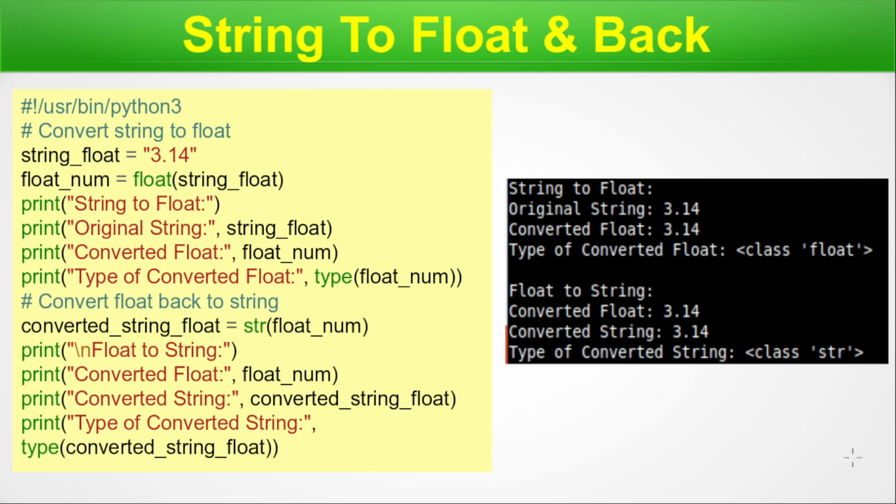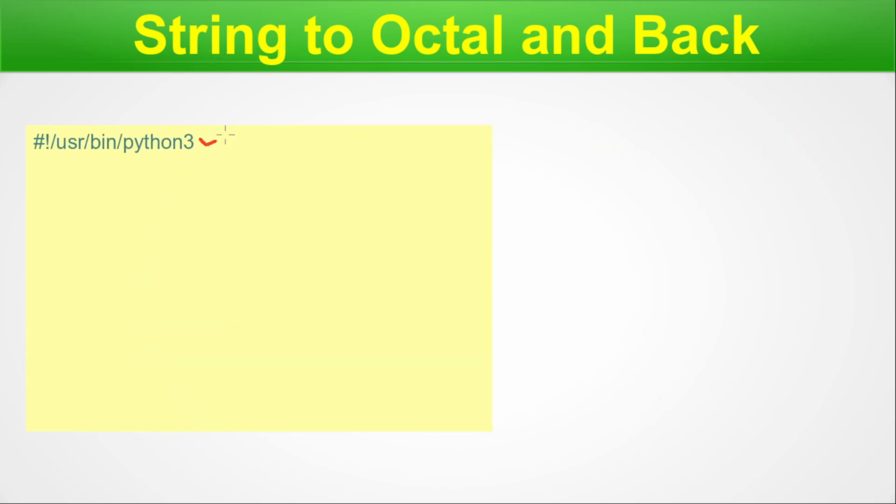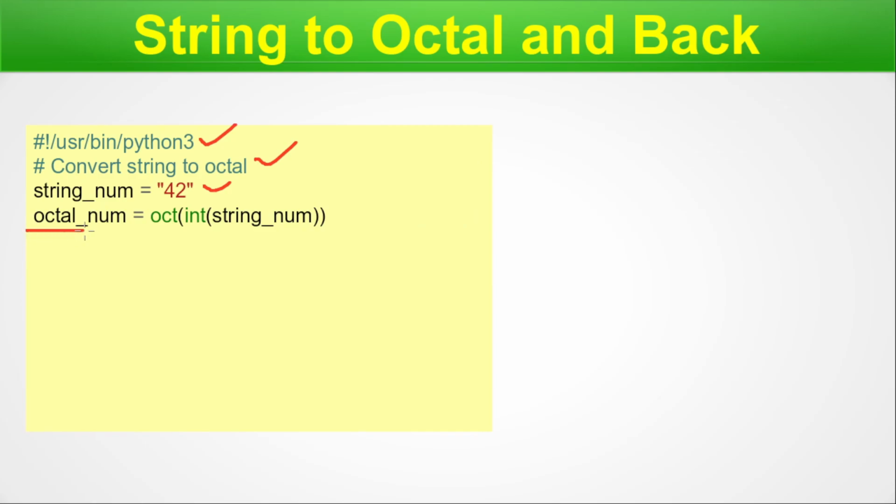So we are done here. Let's move on to the next slide: string to octal and back. In this example, we will convert a string into octal and do the reverse. First is our Python interpreter. Next, we have our comment, that is, converting string to octal. First, we have string_number 42, and then we have our octal number, and we are using octal conversion.